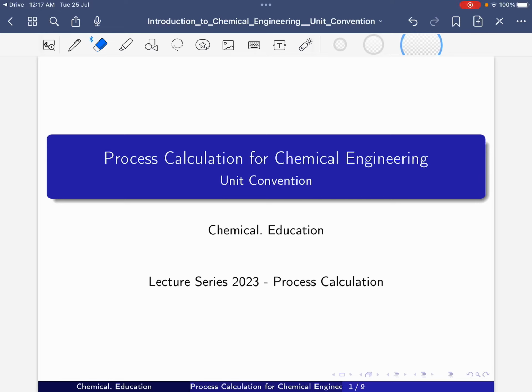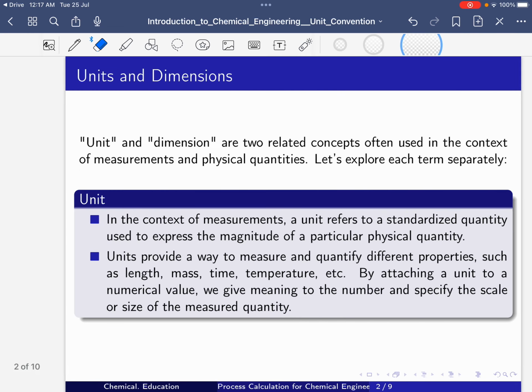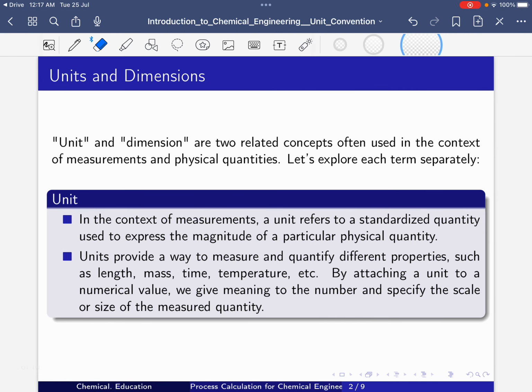Today I'll discuss process calculation for chemical engineering. The subtopic is unit convention. Now, first we must know what a unit and a dimension are.